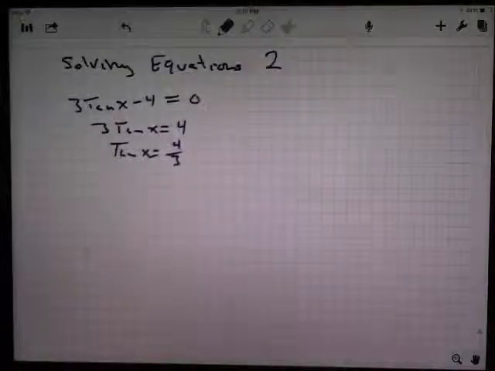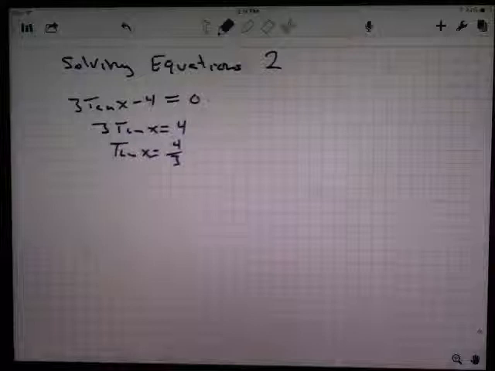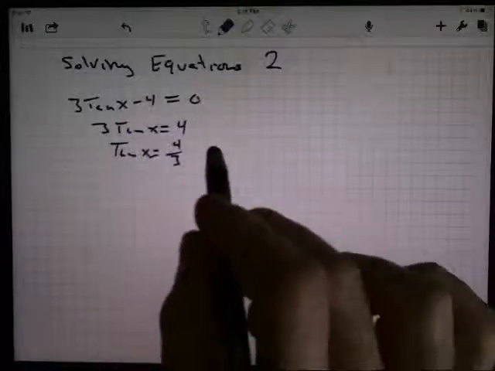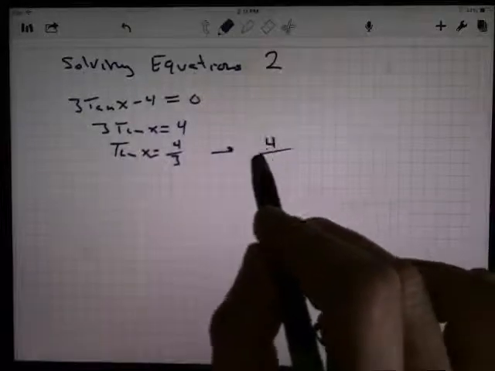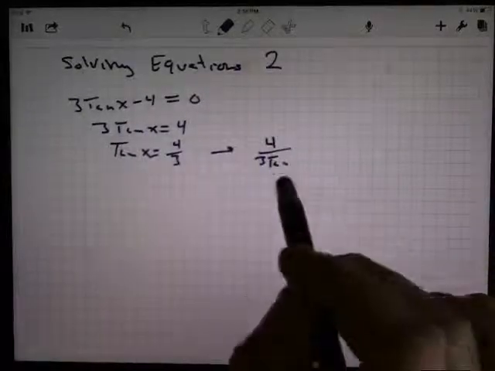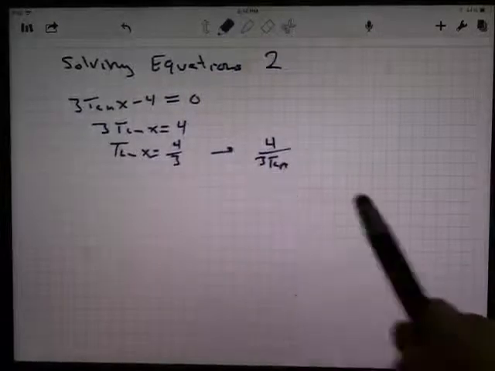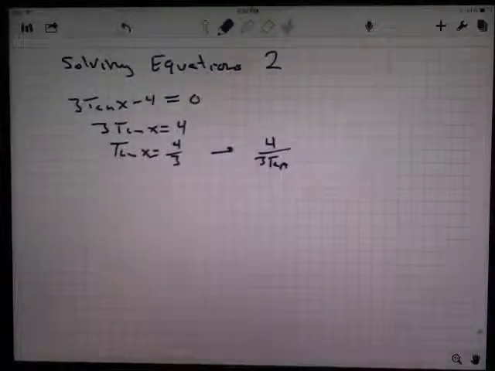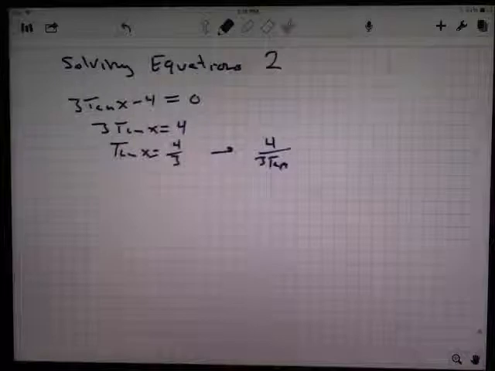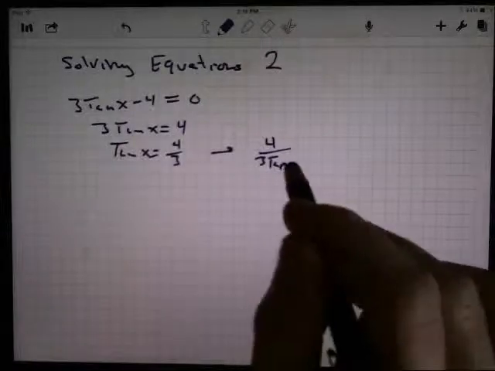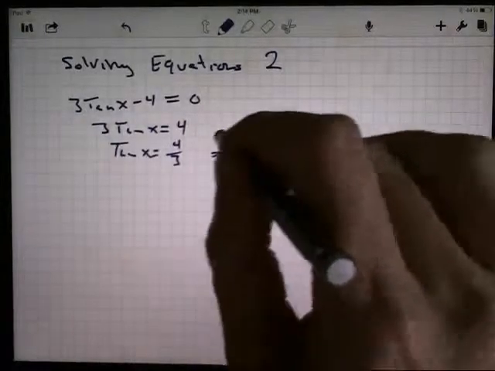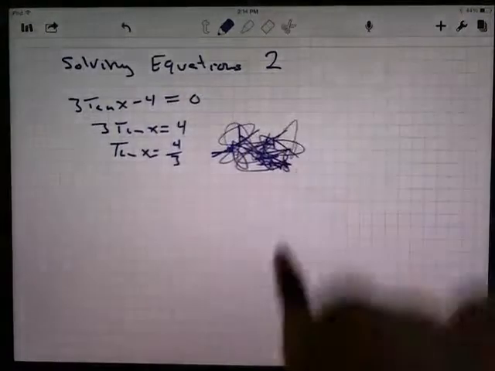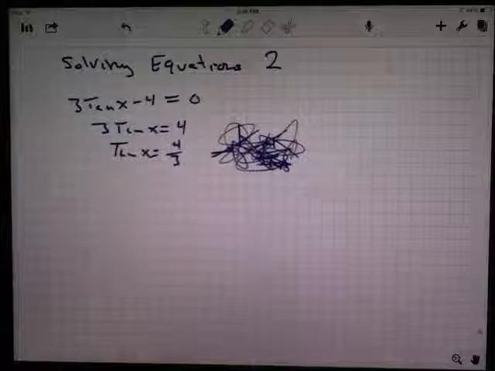I've seen a lot of people do this in the past, and this is completely wrong, so do not do what I'm about to do. People say, well, I'm going to divide both sides by tan. So they have 4 over 3 tan. And it's like, what? What the heck is tan? The name of the function has no value. It needs an input in order to give you an output. So this is just completely wrong. Just don't do that, okay?